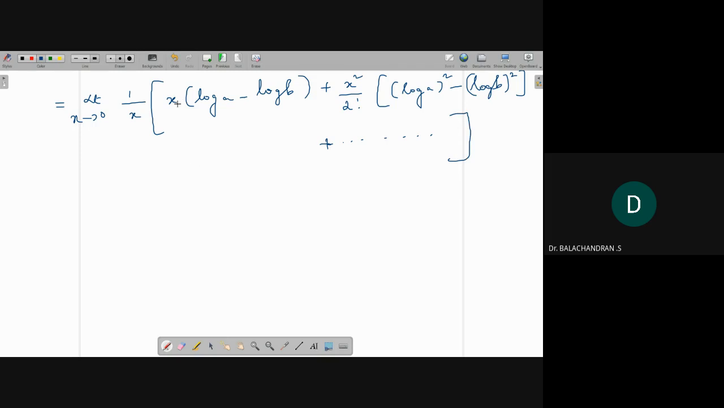Now the next step, take x common, and cancel this x and the x which you took common. After canceling x, log a minus log b is a constant term, and the remaining terms all contain x, and then allow limit x tends to 0. Except the first term, all the remaining terms go to 0 because every remaining term contains x. So the final answer is log a minus log b. Here I wrote the answer directly. If you want, you can write one more step: take x common, cancel x and x, and then allow limit x goes to 0. So log a minus log b is log of a by b.